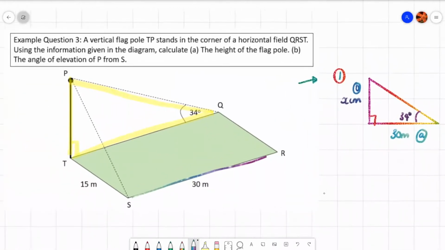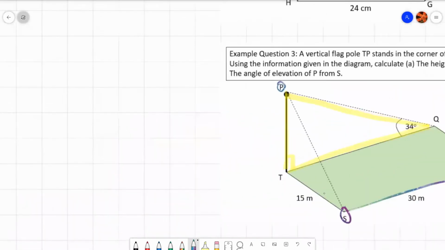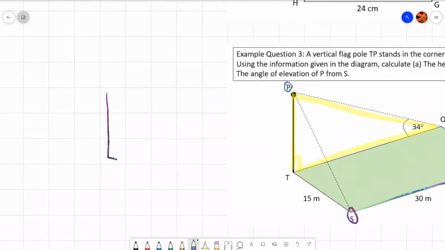Okay, then I need to work out the angle of elevation of P from S. So P from S, oh, this spot here, so there's P from S. Okay, so we know the height of my flagpole. So if I just quickly draw my right angle triangle out, because that there is going to be a right angle. Yeah, I know this side there is 15 meters. I want this angle there because I want P from S going to P. Yeah, which is that bit there.